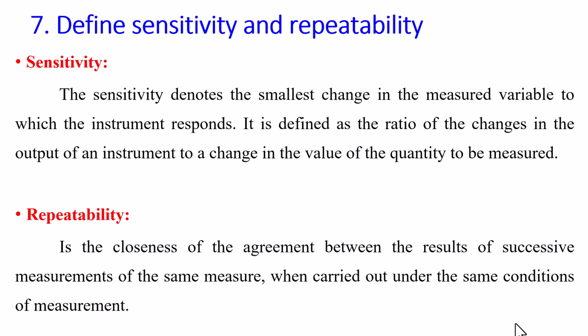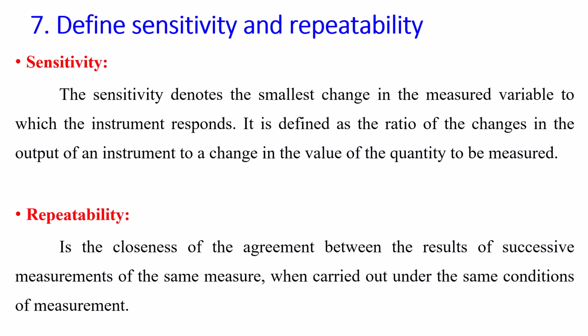Define sensitivity and repeatability. These are very important terms that we use in metrology. Sensitivity denotes the smallest change in the measured variable to which the instrument responds. It is defined as the ratio of the change in the output of an instrument to the change in the value of the quantity to be measured. So it indicates how sensitive the equipment is, how small a change it can measure.